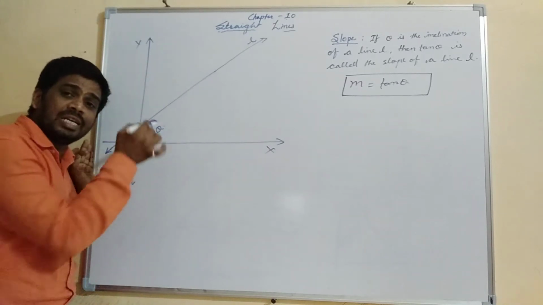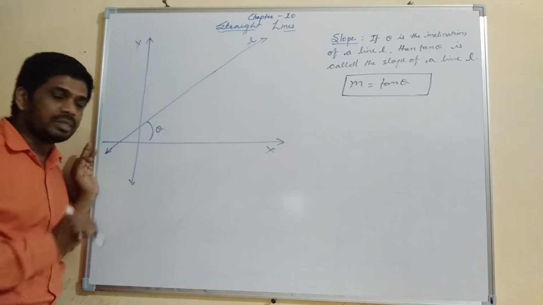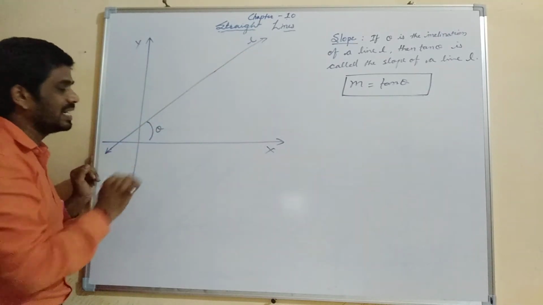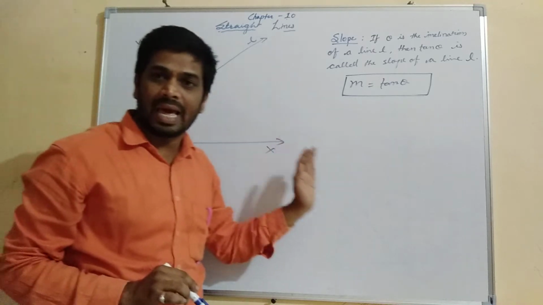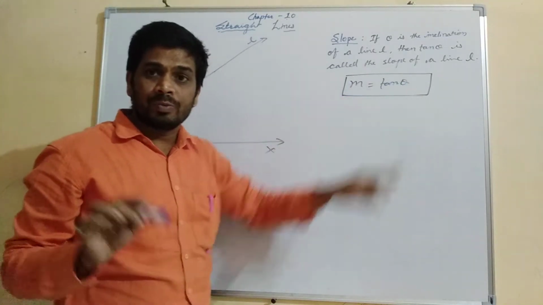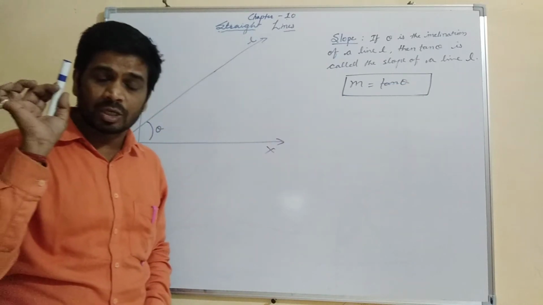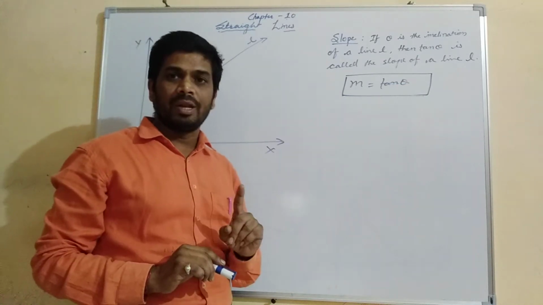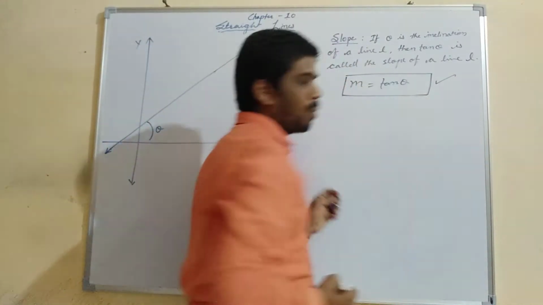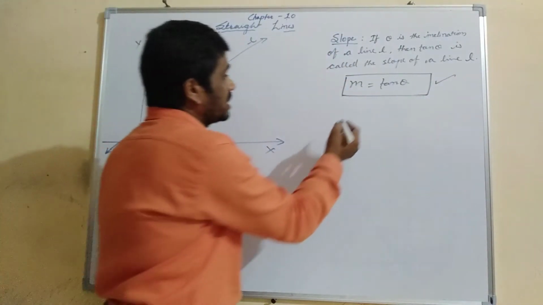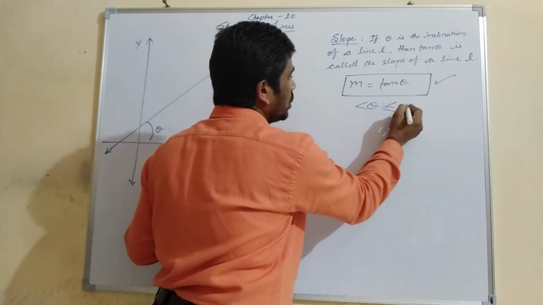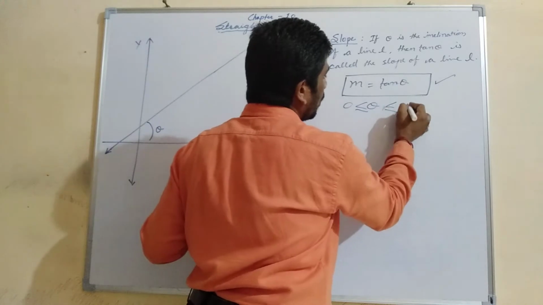So, if theta is the inclination of the line L, then tan theta will be the slope of the line L, and we will represent it by m equal to tan theta. Which means if the inclination of the line L is given, then we will use this formula to find the slope of the line L. And here theta always lies between 0 and 180.